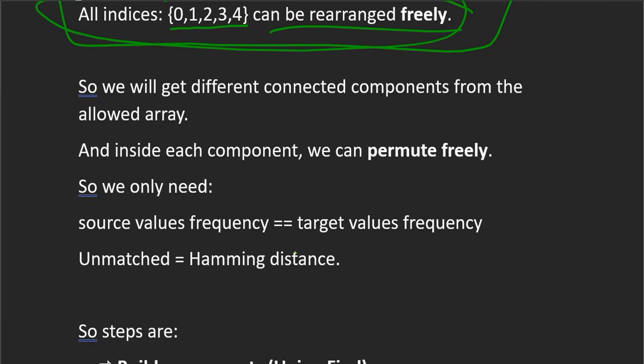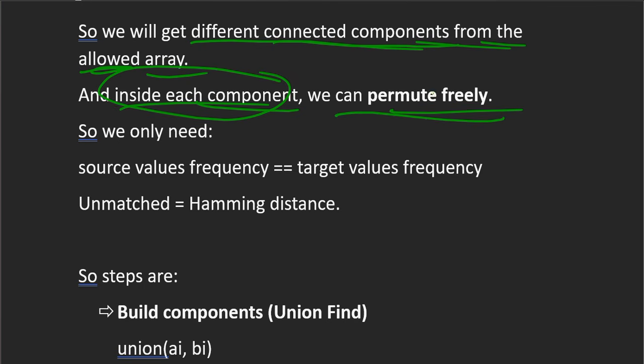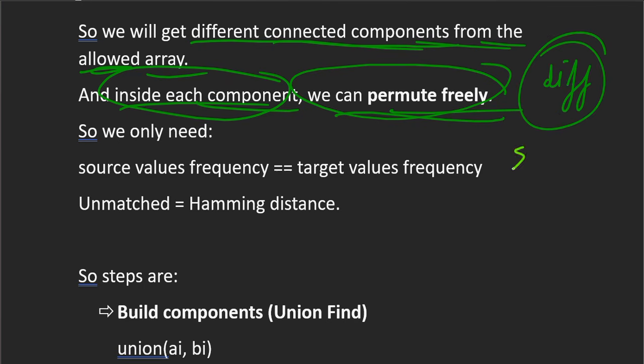So this is the observation, and this observation will help us to formulate our approach. From the allowed swaps array, if we form a graph, we will get different connected components, and inside each connected component we can permute freely or swap freely, right? So each connected component has some indexes, right?